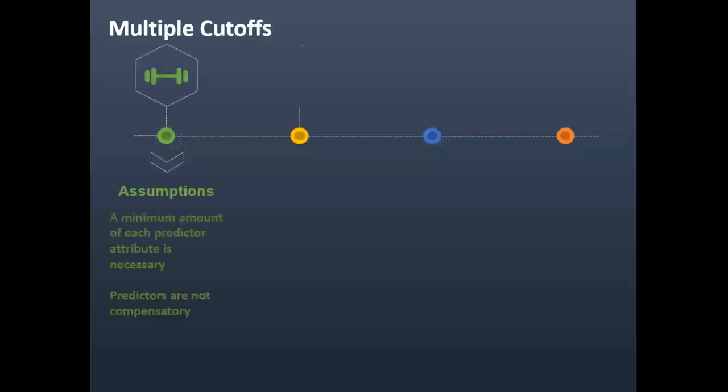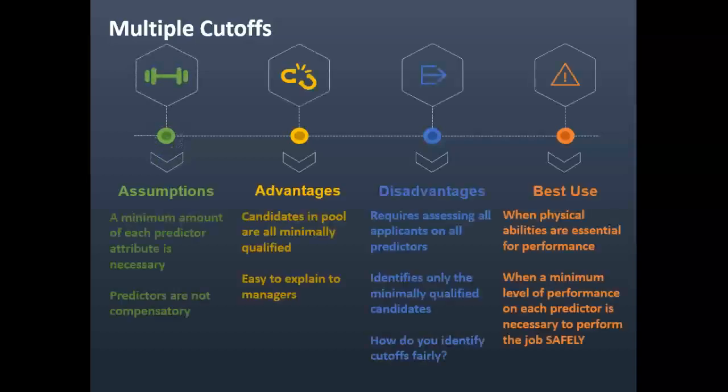Cutoffs assume that the job requires a bare minimum competency on all predictors. If you are too weak on one predictor, the other predictors simply cannot compensate. That's the baseline assumption for multiple cutoffs. So, for example, you might set a cutoff for physical fitness among police officers because it is too risky to have an officer who is grossly unfit.